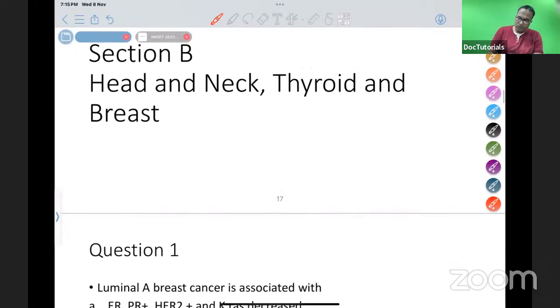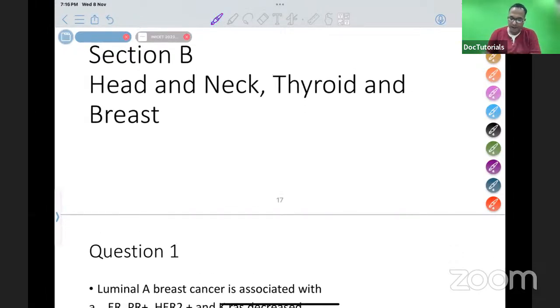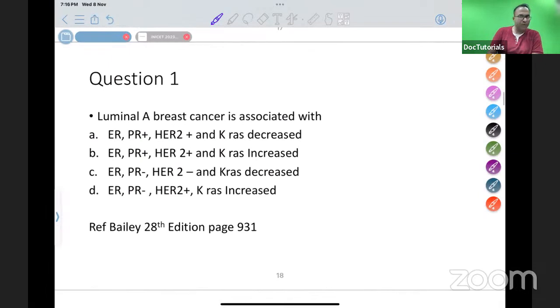Now coming to section B: head and neck, thyroid, breast, and hernia. This question is a directly repeated question. I hope most of you would have answered. Luminal A is the most common type of breast cancer in the molecular classification, and it is the type with the best prognosis. It is ER/PR positive, HER2 negative, Ki67 low.